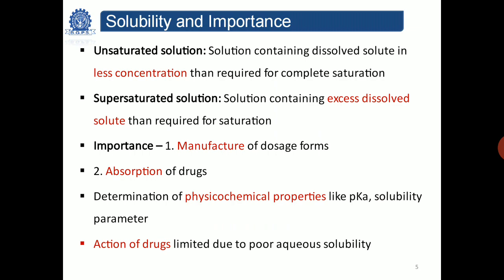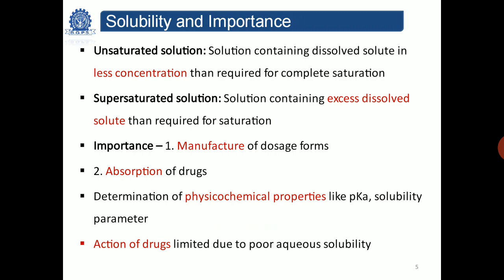So the solubility of a drug, or solubility of a substance, is very essential for many processes. For example, if I want to manufacture any dosage form, the prior knowledge of the solubility is required. You must know what is the solubility of that particular drug, so that we can go for the preparation of the appropriate dosage form. So knowledge of the solubility is required in order to manufacture the dosage form.